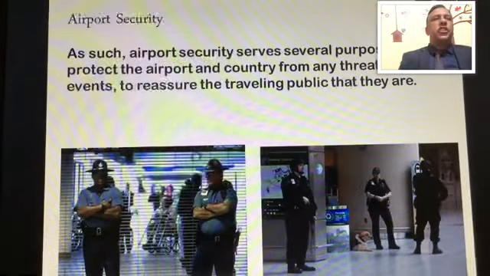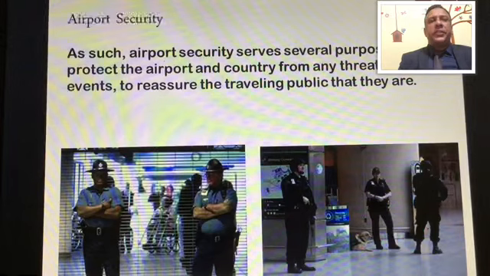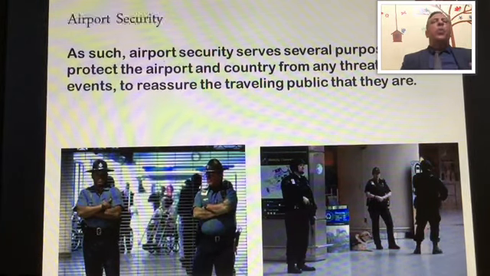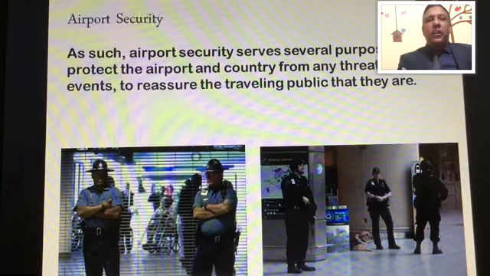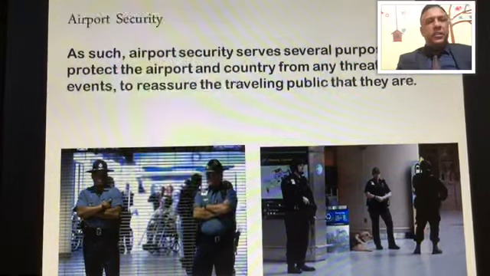Okay, airport security. As such, airport security serves several purposes: to protect the airport and country from any threatening events, and to reassure the traveling public. So it is only for the passengers to travel. It's not for people who intend to kill innocent people in other countries, some of them smuggling items, some carrying hidden items which are not allowed in an aircraft. So airport security plays an important role. They are highly sophisticated, highly trained people.